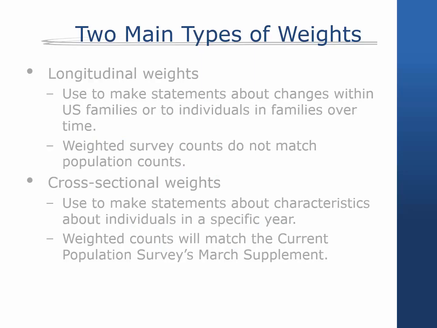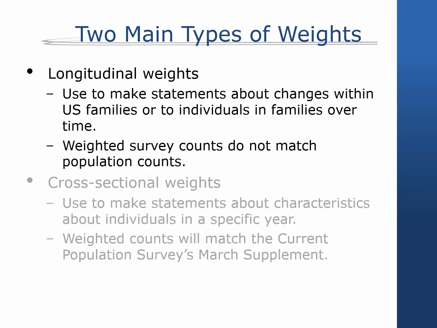PSID creates two main types of weights, a longitudinal weight and a cross-sectional weight. The longitudinal weights are useful for studying changes within families and individuals over time. Though the longitudinal weights do not scale to U.S. population counts, a scale factor can be calculated to produce weighted counts that match the population. In recent waves, the scale factor has been approximately 700, but the exact number varies from wave to wave.